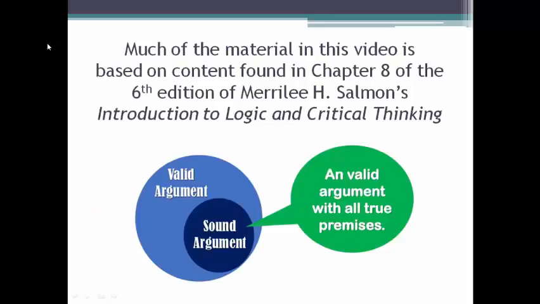So I can't stress enough how important it is in this chapter for you to understand what makes an argument valid and what makes an argument sound. An argument is valid when it's the case that if all the premises are true, then the conclusion must also be true. And an argument is sound when it's valid and has all true premises.